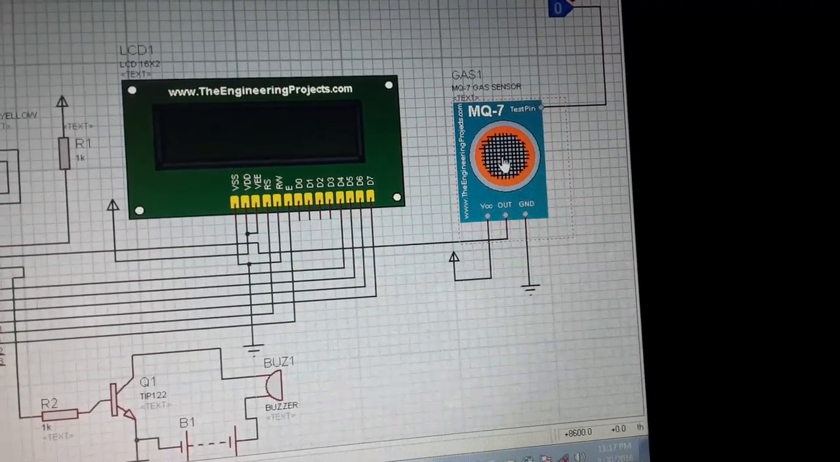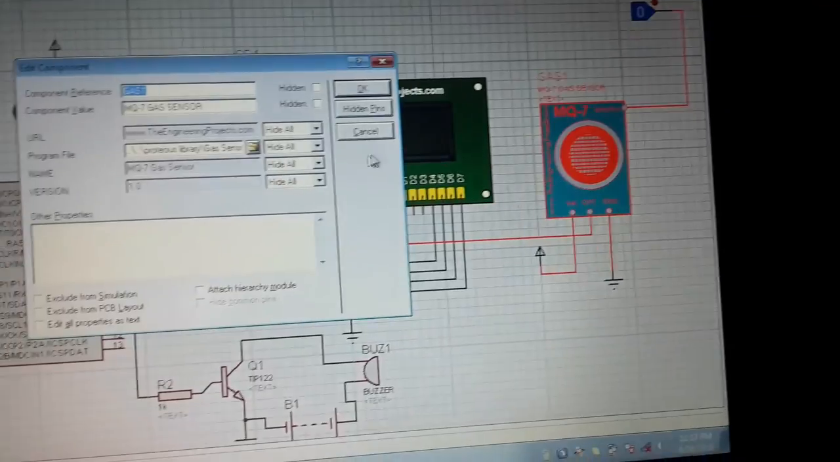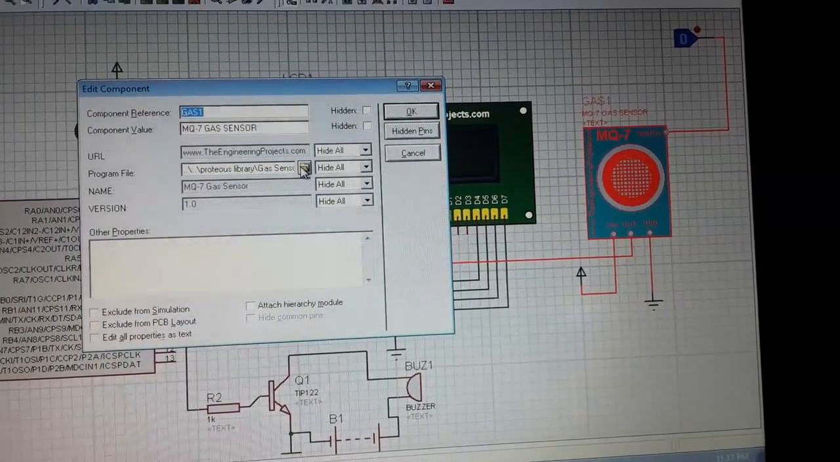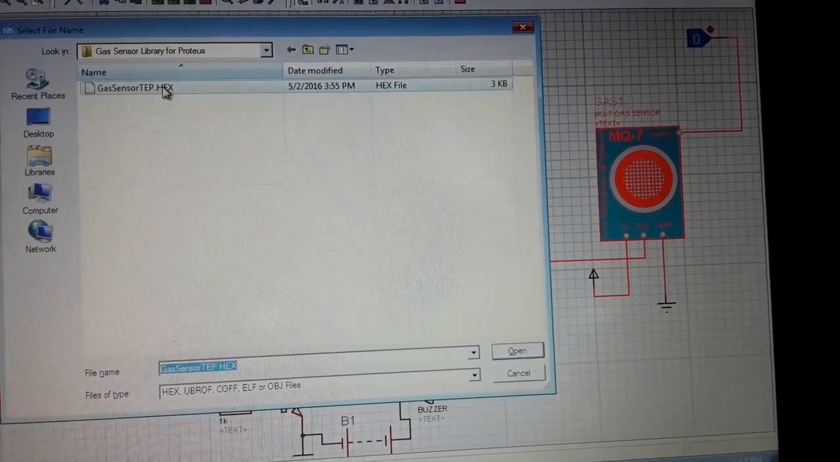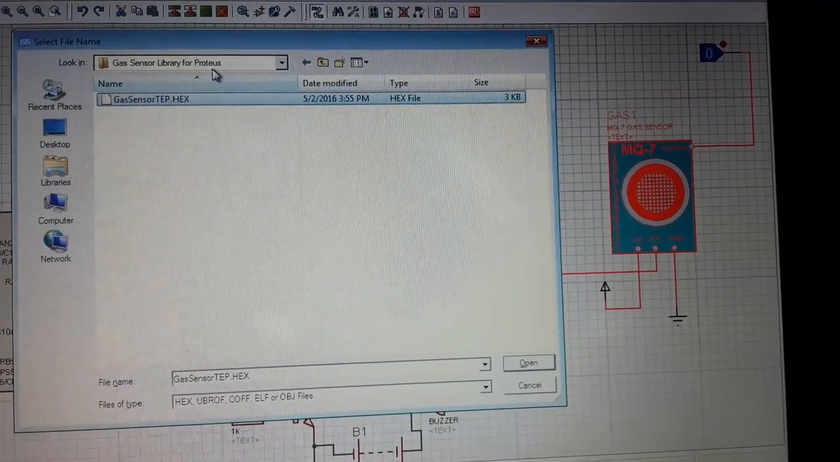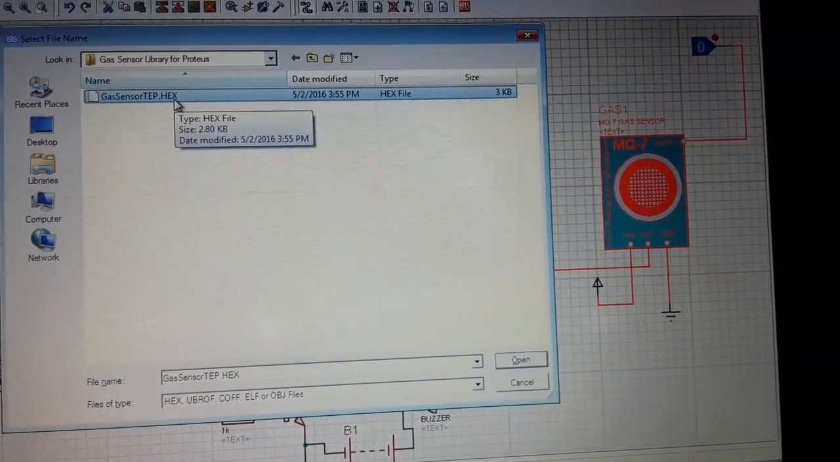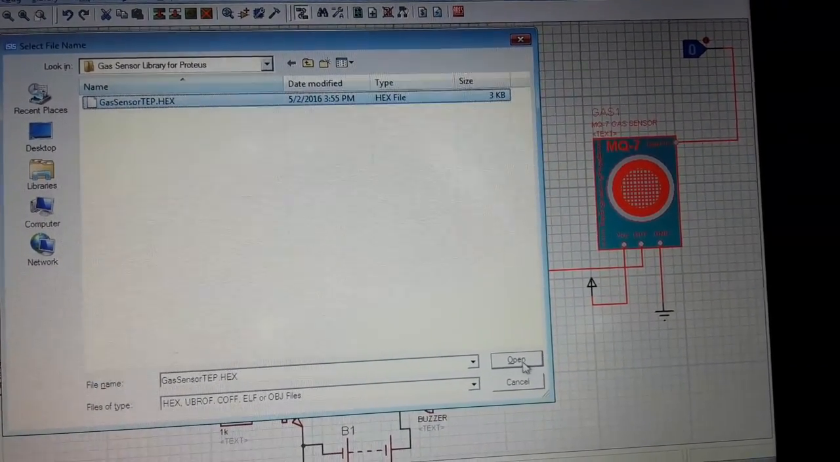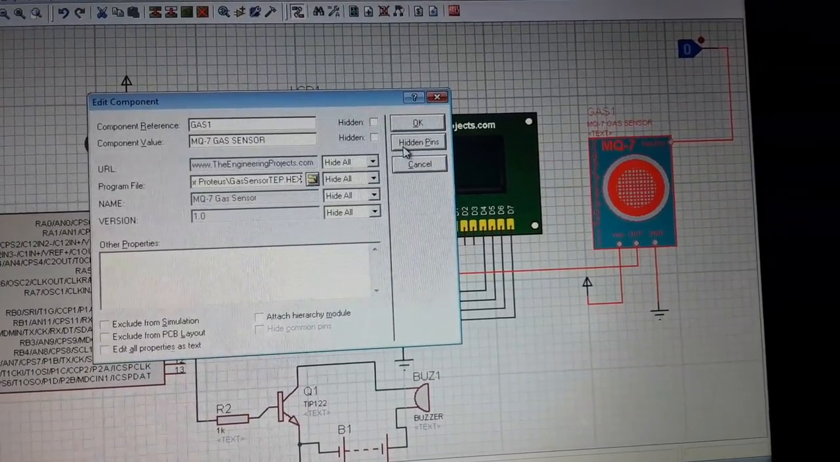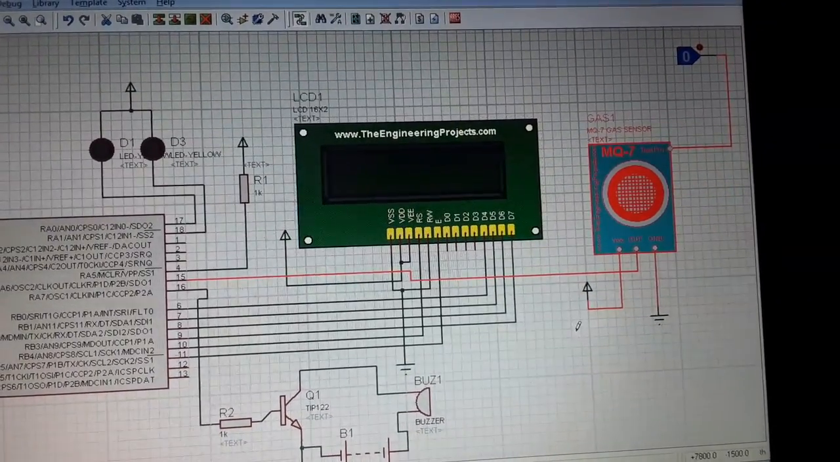Basically, these sensors upload on hex file, your libraries, hex file, gas sensor library, and then proteus library. Okay, so and just simulate.